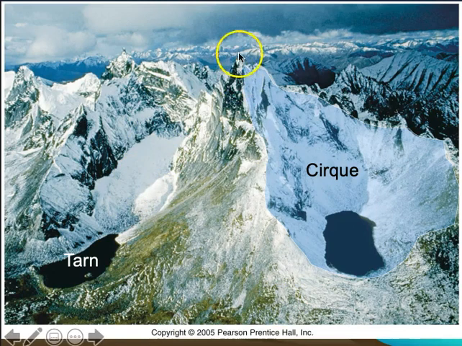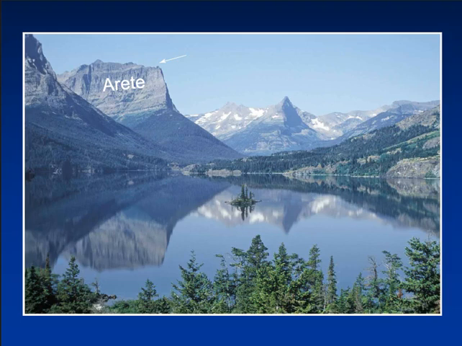This is a bit of an arête here. Another arête here. Very steep-sided, narrow ridge with a U-shaped valley in the foreground. This could be a tarn or a paternoster lake. It's hard to tell from this perspective.